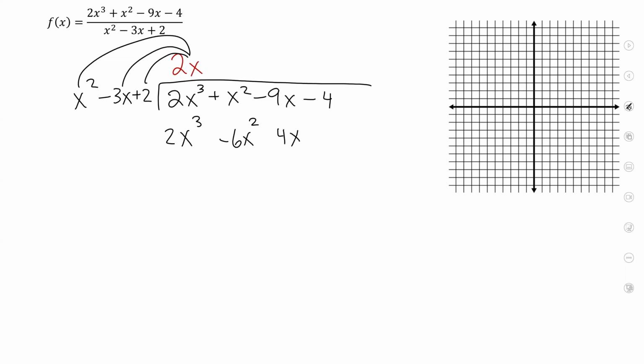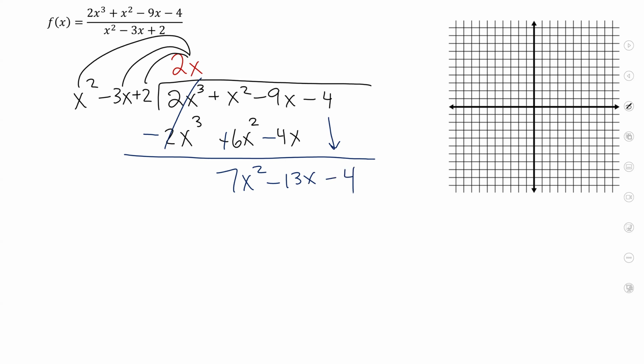Now I'm going to go through and change these signs. So this will be negative. This will become positive. This will be negative. All right, those cancel. X squared plus 6x squared, that's 7x squared. This is -13x, and I'll just bring down the next thing. Next round, x squared times what will give you 7x squared? 7. We're done here, but if you want to keep going, we can. This is your answer. But x squared times 7 is 7x squared.